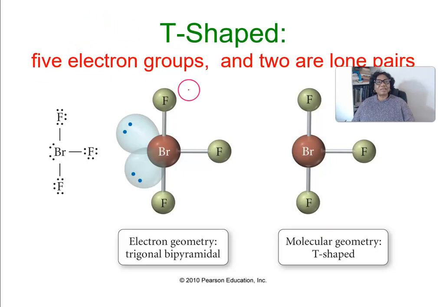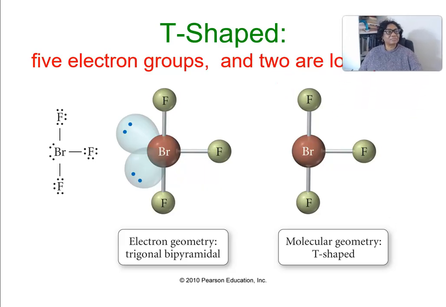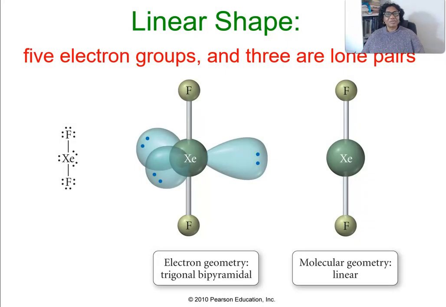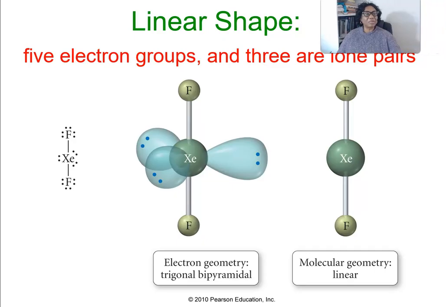T-shape: 5 electron groups and 2 are lone pairs. So you see the 2 lone pairs. That's it. It forms a T-shape. With 5 electron groups and 3 lone pairs, it gives us a linear shape. That's a linear shape.